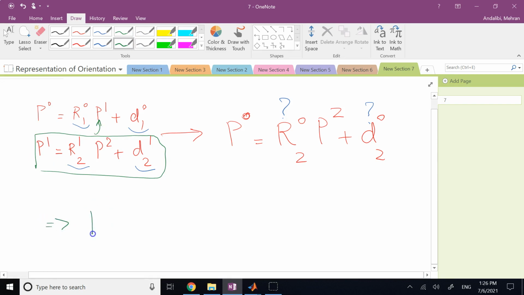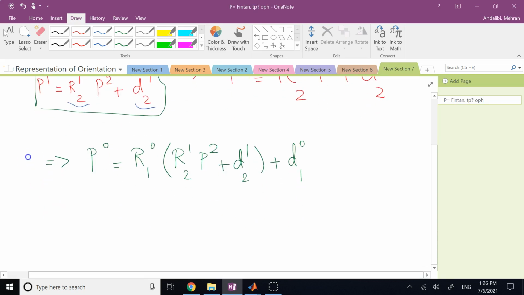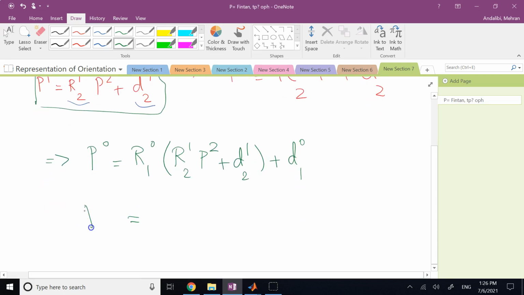If you do that, you'll see that P0 is going to be R10 times (R21 P2 plus D21), and then plus the whole thing added to D10, which if you expand it, it will be R10 R21 times P2, and then plus R10 times D21 plus D10.